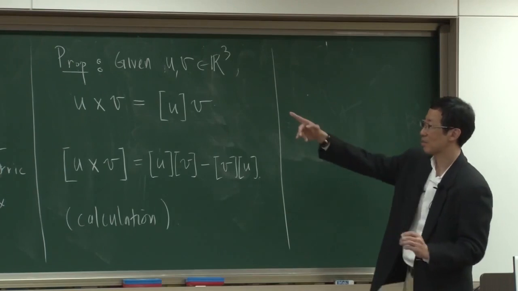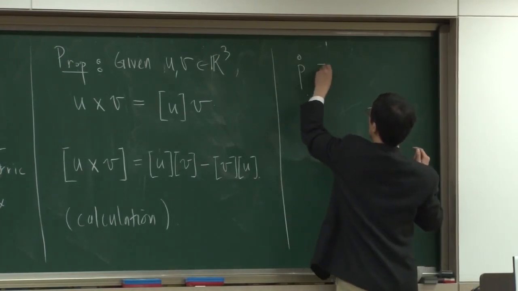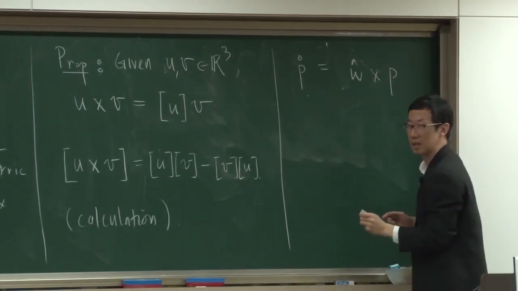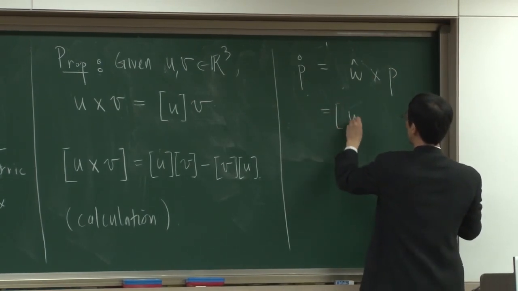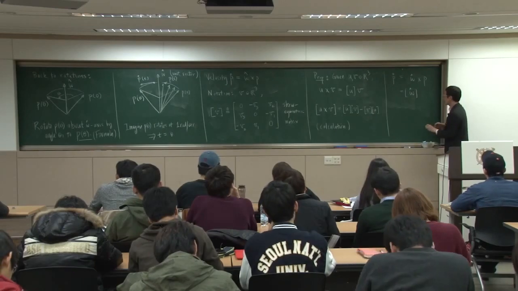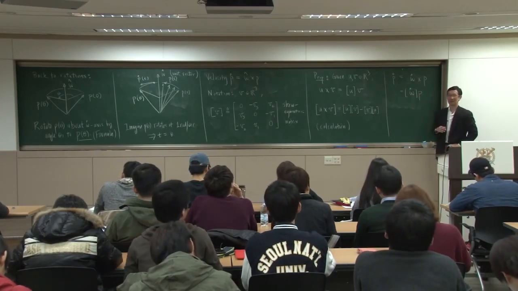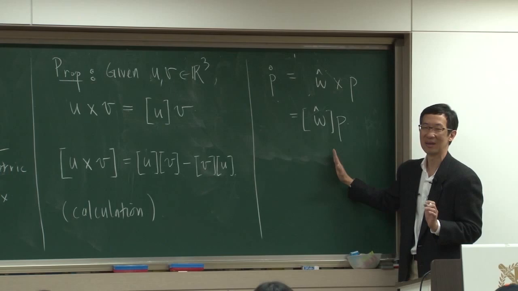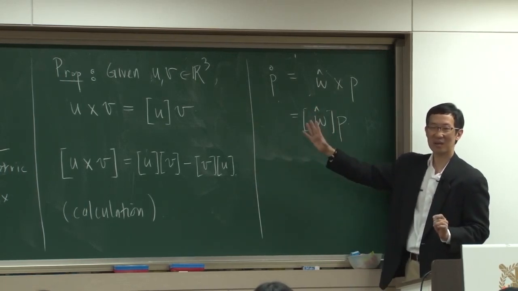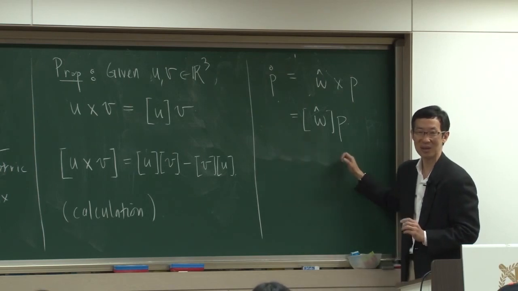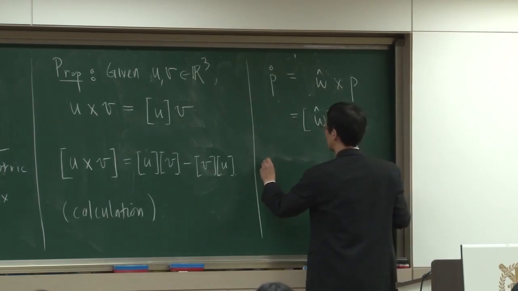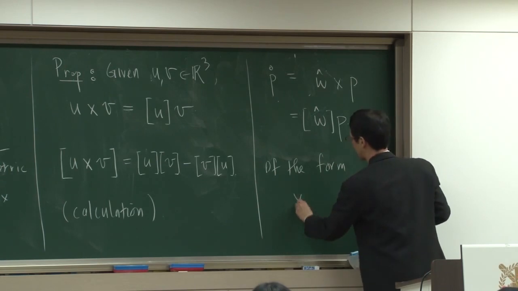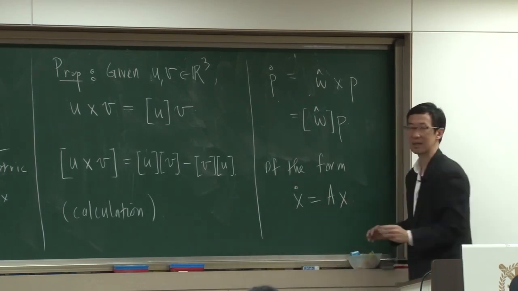Okay, so now I'm going to write that equation P dot equals omega cross P in the form P dot equals the skew symmetric matrix omega hat times P. So now if you have the equation in this form, we can use the tools that we developed earlier to find the solution. This is of the form x dot equals Ax.